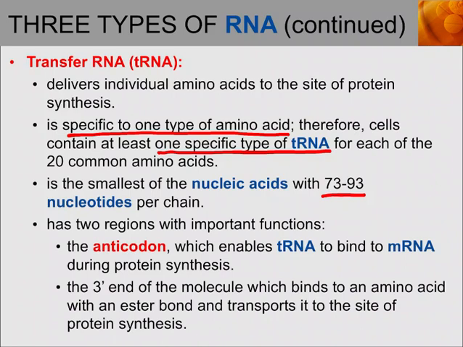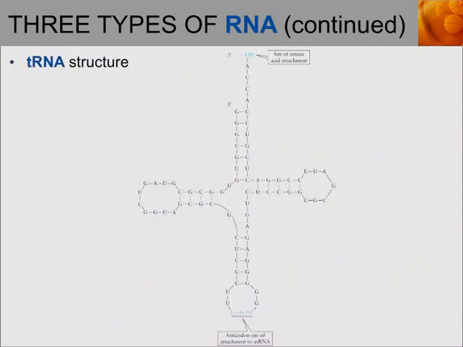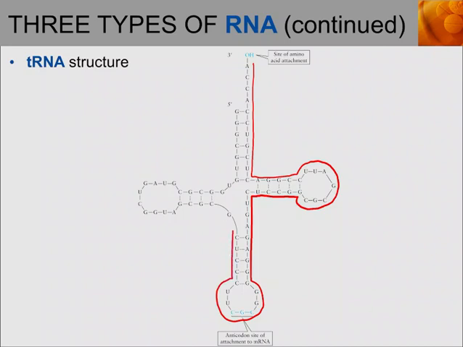tRNA also has two regions that have very important functions. There's a region called the anticodon, and this helps tRNA bind to messenger RNA during protein synthesis. So let's look at the structure of tRNA real quick. You can see that tRNA looks like a T, which is convenient. But it wraps around on itself, so it has some loops, but then areas where it does complement itself, and it creates this kind of T structure.